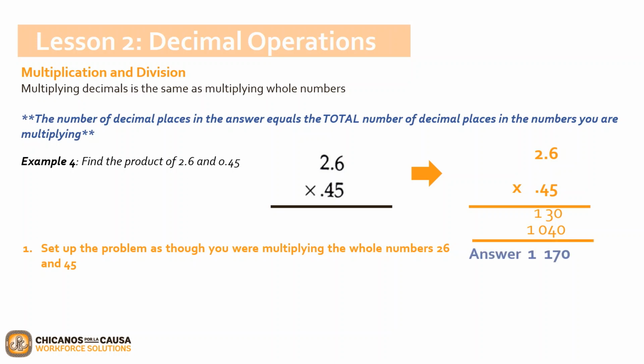Now, let's go ahead and bring everything together. If we add up those two numbers, we have 0 plus 0, which of course equals 0. 3 plus 4, which gives us 7. 1 plus 0 gives us 1. And 1 on its own is 1. So now we have 1170. But this, of course, is not the final answer. So we're going to count the total number of decimal places in the numbers that were multiplied. So in the original problem, we have 2.6. That gives us 1 decimal point.